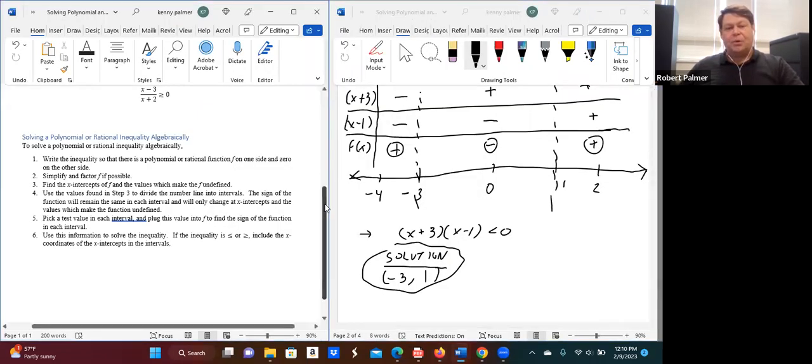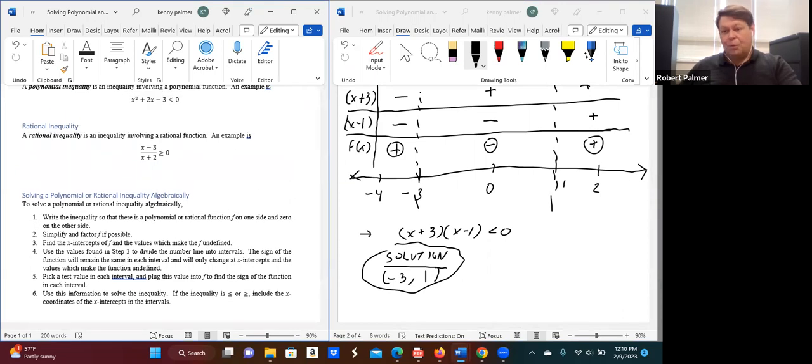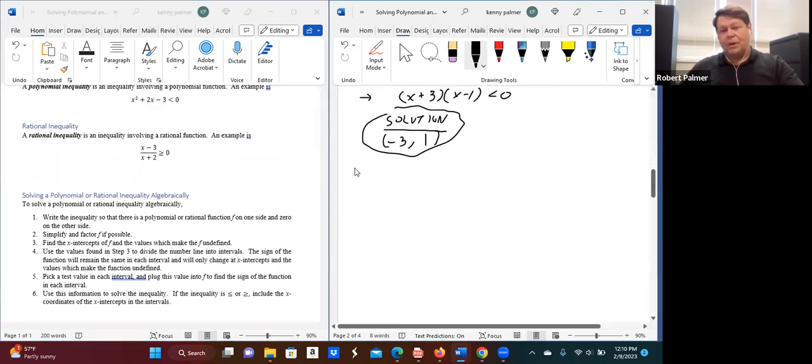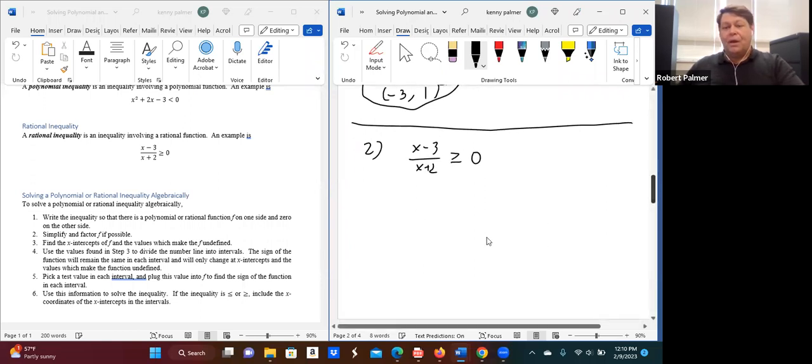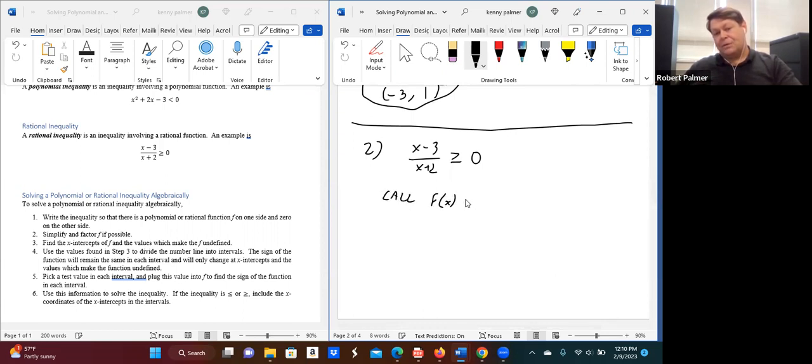Okay, let's quickly look at a rational one and work the same way. So let's look at number 2. Let's do this one: (x minus 3) over (x plus 2) is greater than or equal to 0. Now here, once again, if one side is not equal to 0, we want to make it equal to 0. This case is already in that form. So we're going to call f of x this left side, x minus 3 over x plus 2.